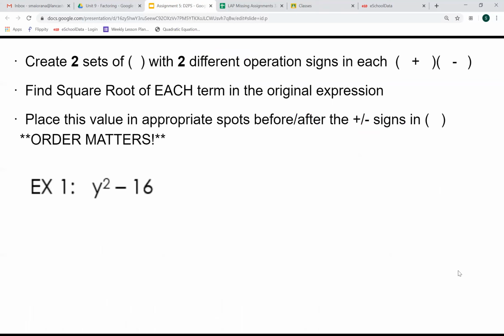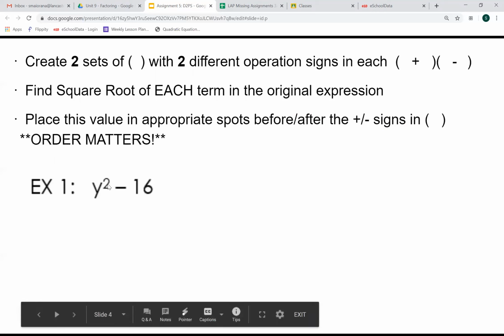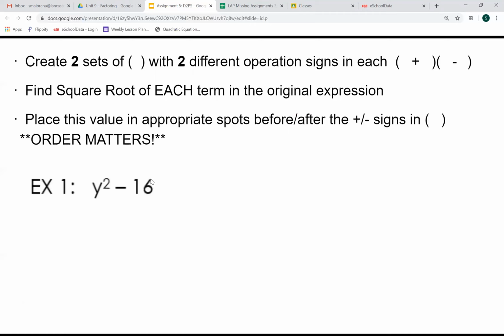Okay, so we have a reminder of our D2PS process. Let's look at the first example together. Again, first and foremost, we want to make sure that we meet the criteria. So do I have a difference? Yes, because there's subtraction. Do I have two terms? Yes, 1, 2. And are they both perfect squares? Yes, y squared is a perfect square, and 16 is a perfect square. In other words, I can take the square root of them and get a nice pretty number instead of an ugly decimal. So since I meet the criteria, let's work through our process.